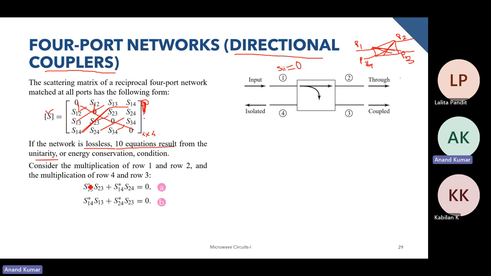Okay. So we have S13 conjugate into S23 and S14 conjugate to S24. So you can take either of them conjugate. And similarly, we are taking multiplication of row 3 and 4. So from 3 and 4, we have S14 into S14 conjugate into S13 and S24 conjugate into S23.